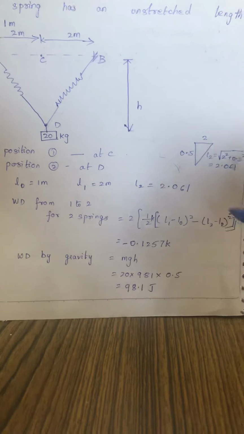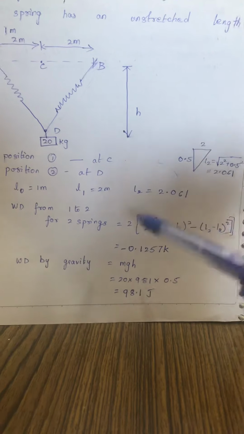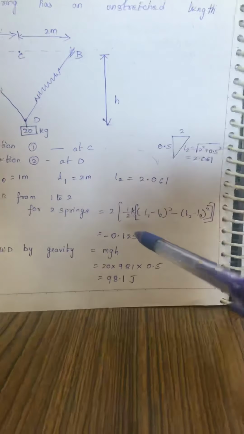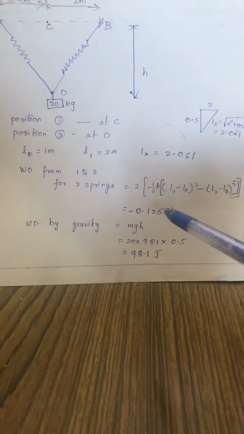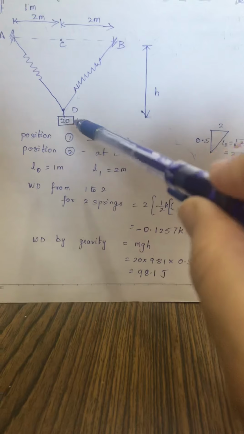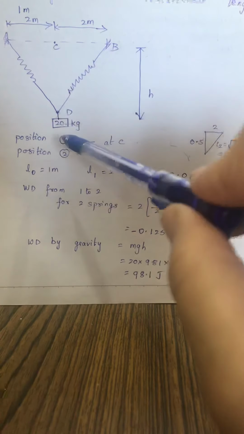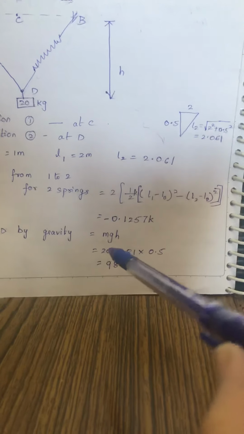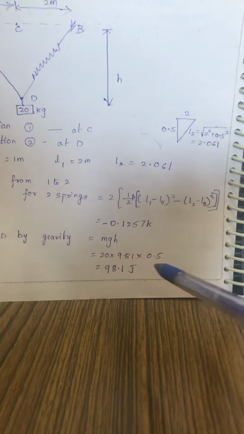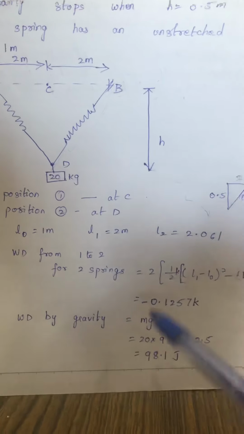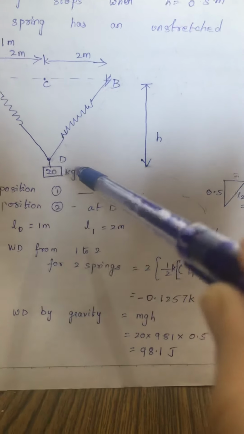I'll find out the work done by the spring and multiply it by 2 because we have 2 springs. Okay, so this is what I get, the work done for 2 springs. Now the work done by this 20 kg mass. So it is moving from C to D. mgh is the work done by the 20 kg. So 20 into 9.81 into 0.5. This is the work done by the 20 kg mass.